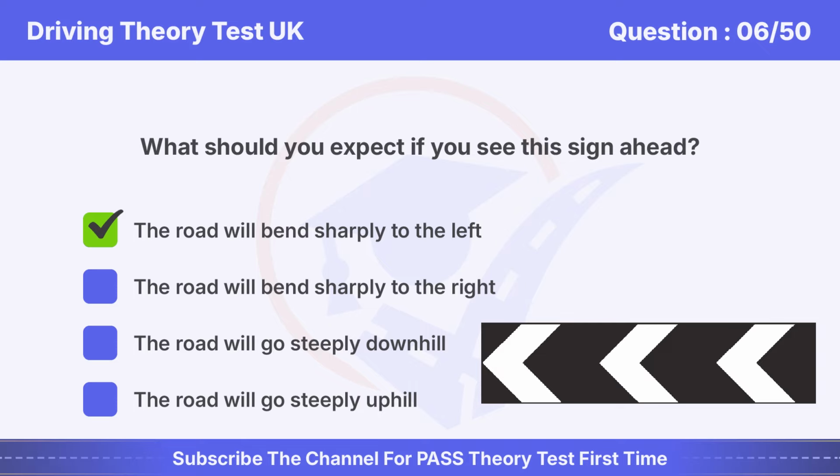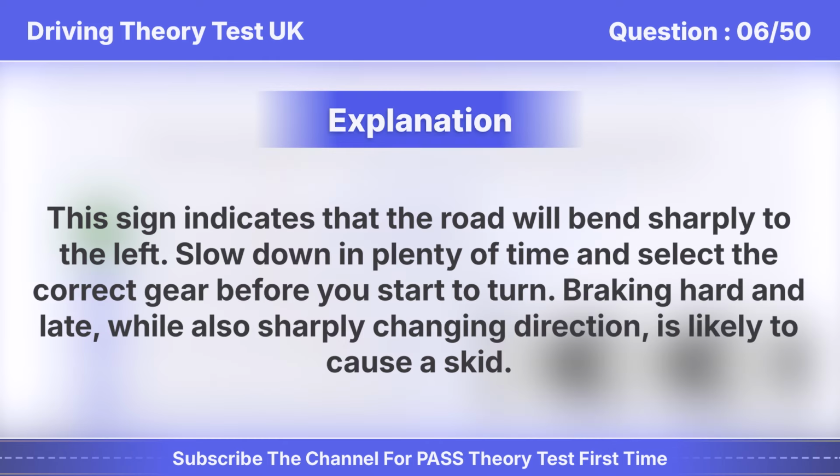Answer is A. The road will bend sharply to the left. This sign indicates that the road will bend sharply to the left. Slow down in plenty of time and select the correct gear before you start to turn. Braking hard and late, while also sharply changing direction, is likely to cause a skid.